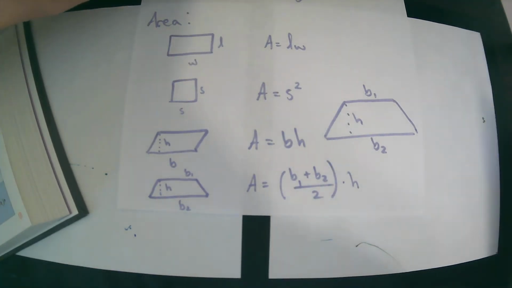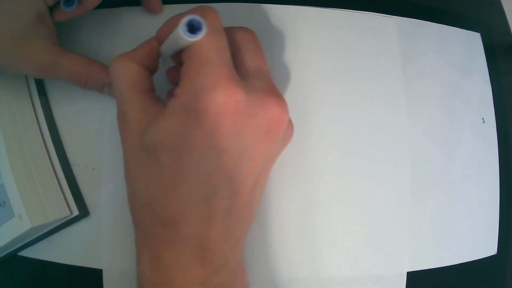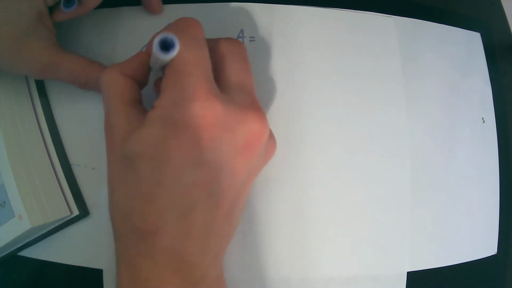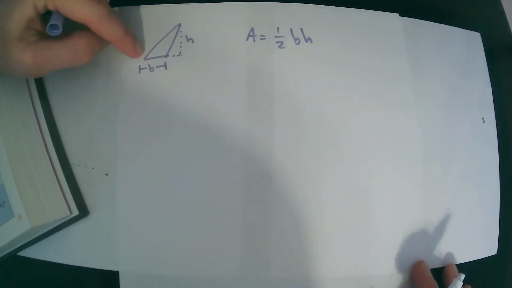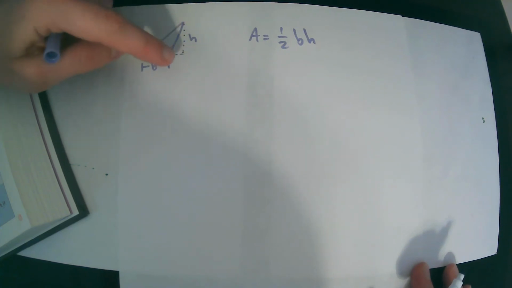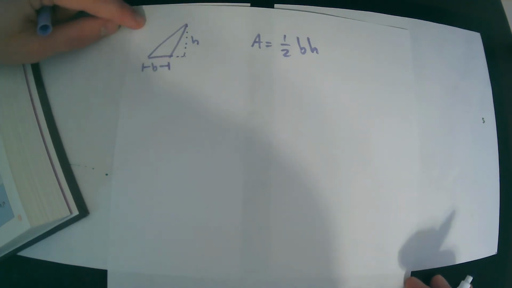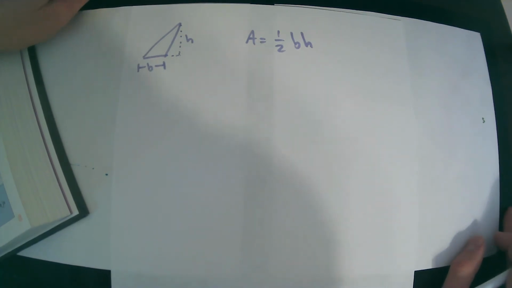Then we have triangles. The area of a triangle is going to be one half base times height. So its height, not coming from the slanted lines, its height is this vertical distance from its base to its highest point, and of course its base is just whatever is laying parallel to the floor, right, to the bottom, whatever it's resting on.